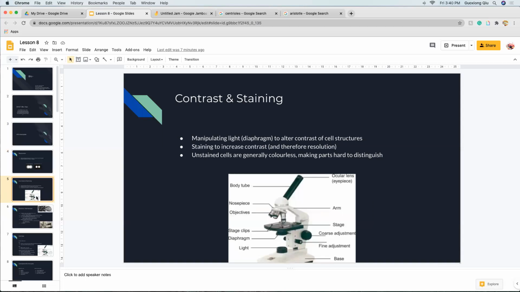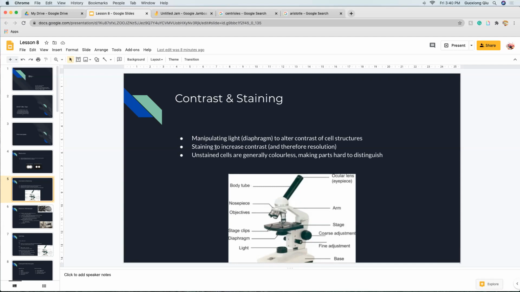All right, contrast and staining, there we go. You can increase contrast by manipulating light, which is the diaphragm of the microscope right here. If you've ever used a microscope in school, you can move this thing to adjust the amount of light going in. Staining is used to help increase contrast, and therefore it increases resolution.